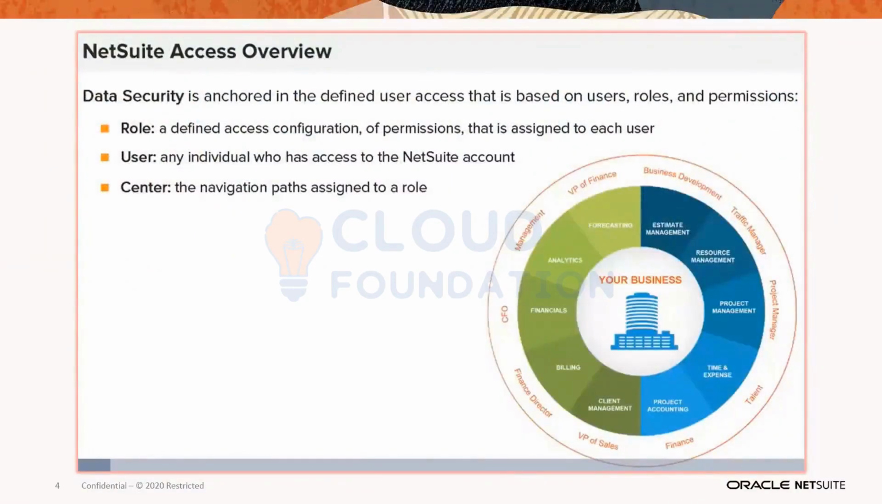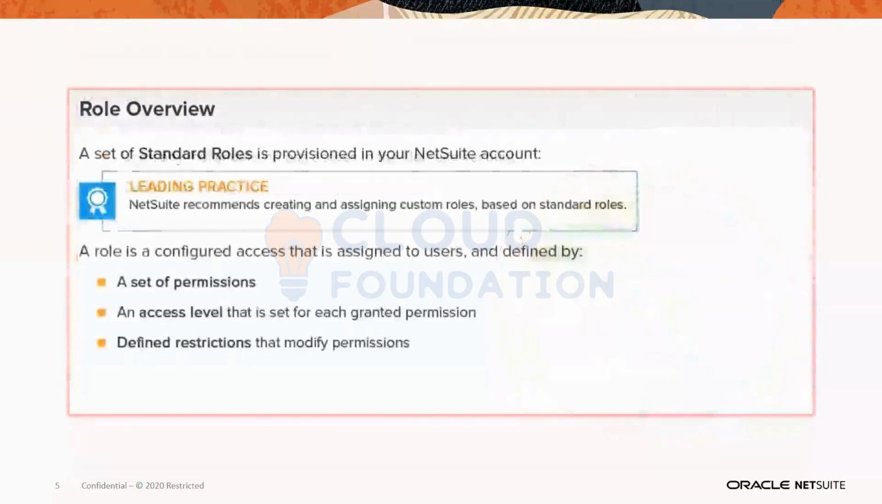So a role is actually a defined access configuration of permissions. Who is the user? An employee. What is the center? The navigation paths assigned to a role are called the center. Permissions are a set of access levels that define restrictions and modify functions.